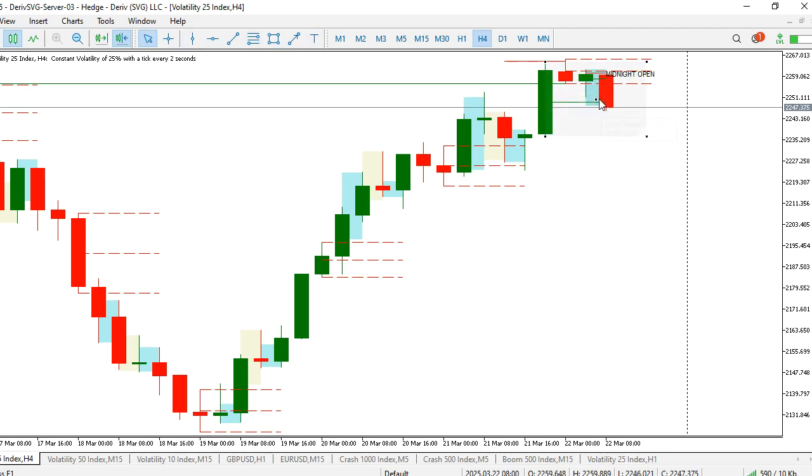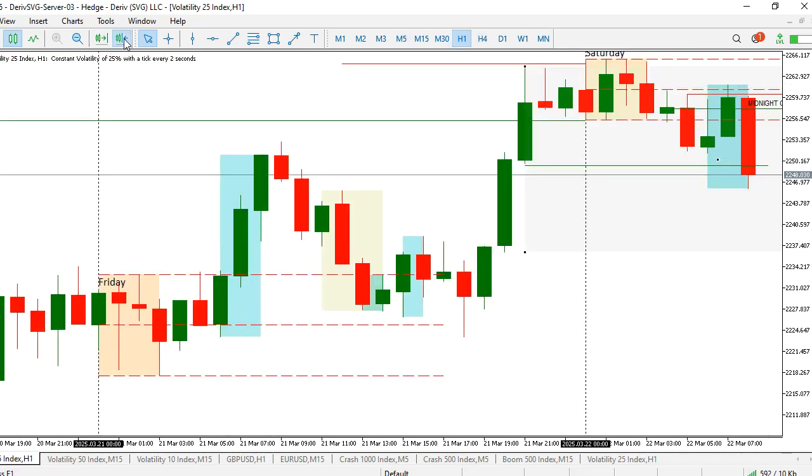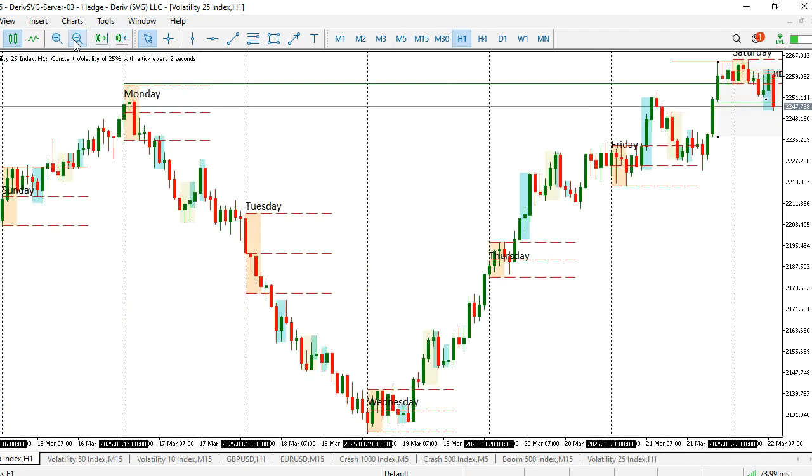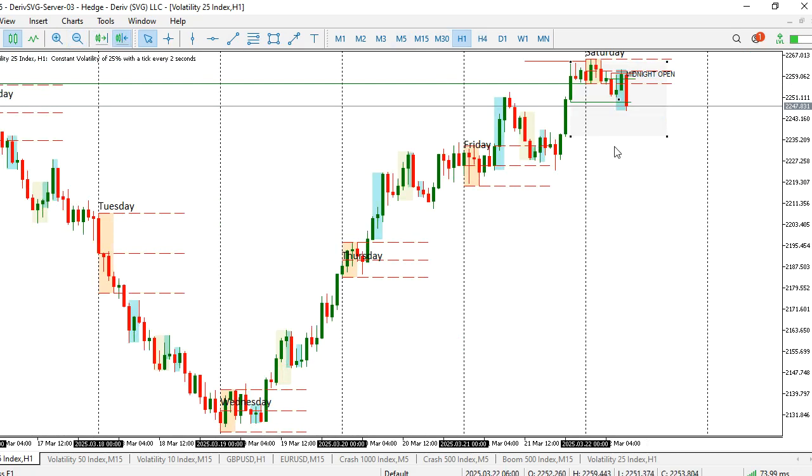So since that is my CRT candle, what happened in London session? What happened in Asia session? I went down to my 1 hour time frame. You can see the way I'm coming from higher time frame down to lower time frame. So this is my CRT candle here. It is very, very glaring.